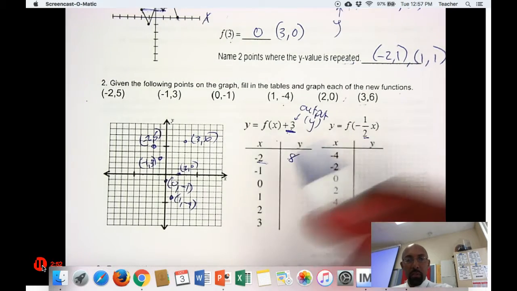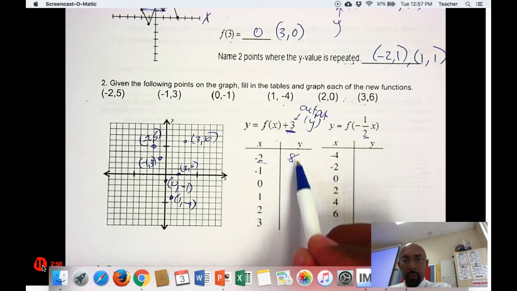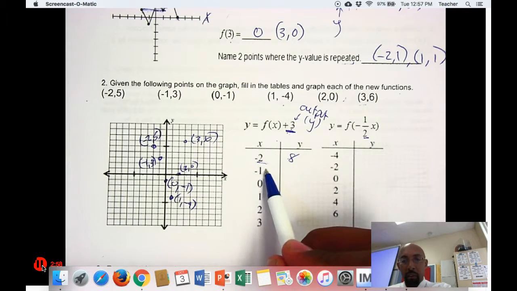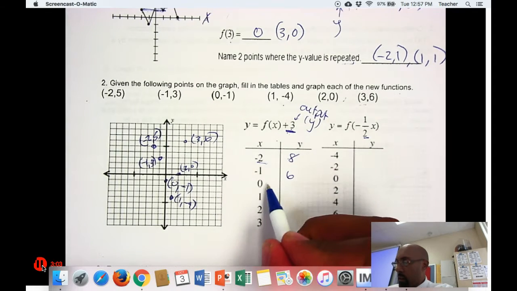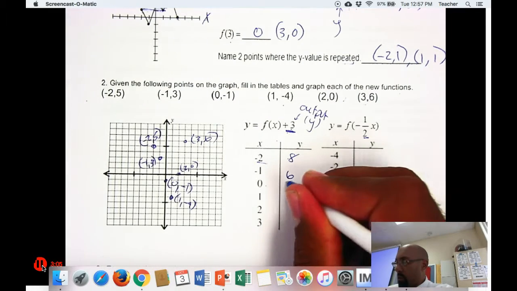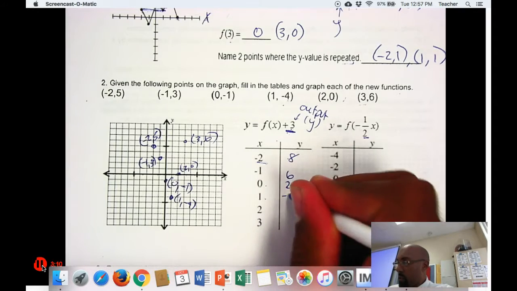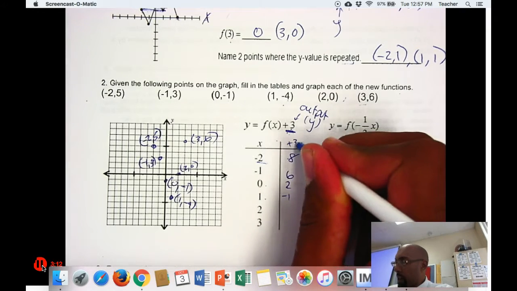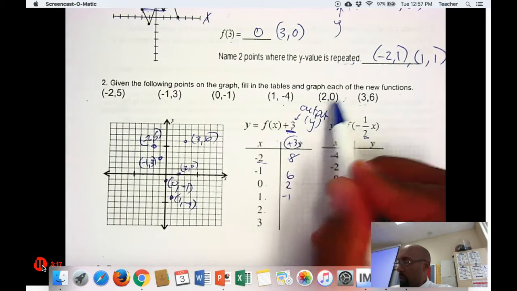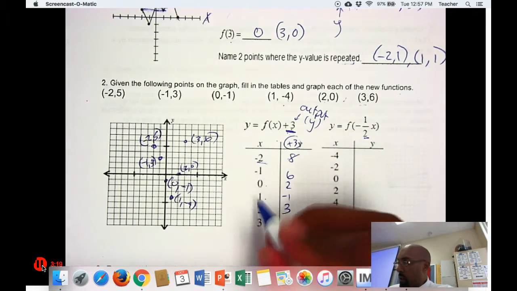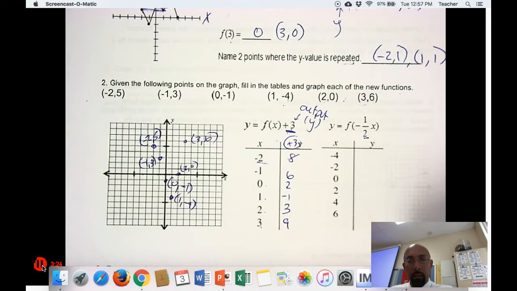So back to this one on number 2. So what we were doing is we're adding 3 to the output. So the output for -1 was 3, so we add 3, that's 6. Output for 0 was -1, we add 3, it's 2. Output for 1 is -4, add 3, it's -1. Again, we're just adding 3 to each output. And the output for 2 was 0, so we add 3 to that, 0 plus 3. And the output for 3 was 6, so 6 plus 3 is 9.